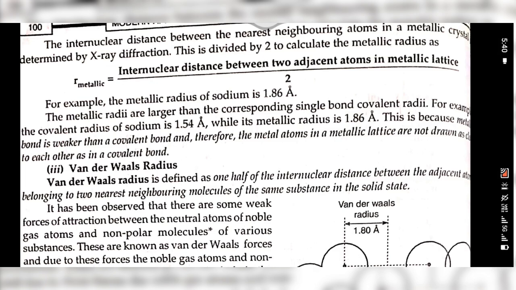The third one is van der Waals radius. Van der Waals radius is defined as 1/2 of the internuclear distance between the adjacent atoms belonging to two nearest neighboring molecules of the same substance in the solid state.